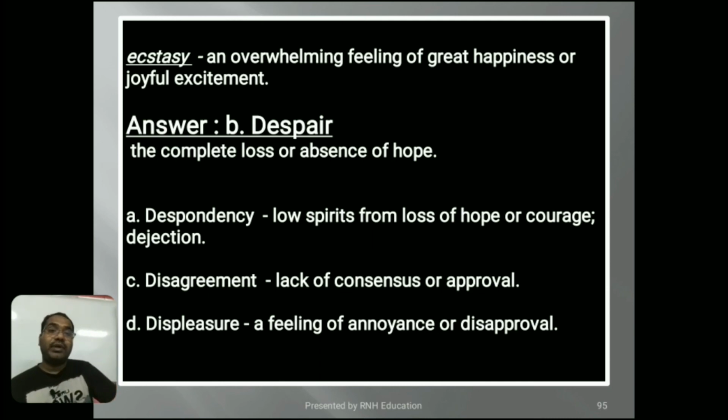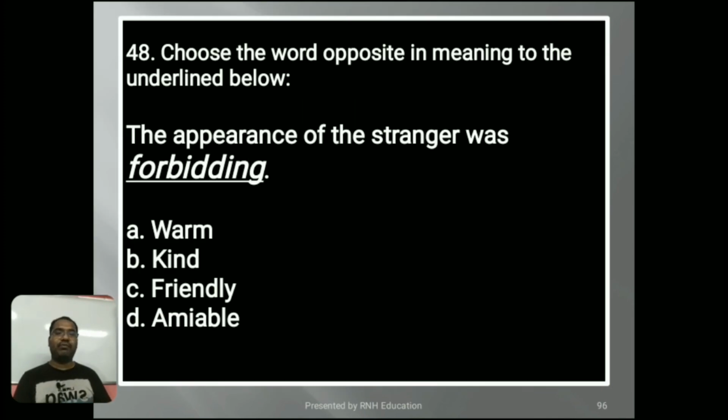And the other three options were A was despondency. Despondency means low spirit from loss of hope or encouragement. Dejection, that is called despondency. And C was disagreement, that is lack of consensus or approval. And D was displeasure, that means a feeling of annoyance or disapproval. Now going to the next one. Next question, that is question number 48.